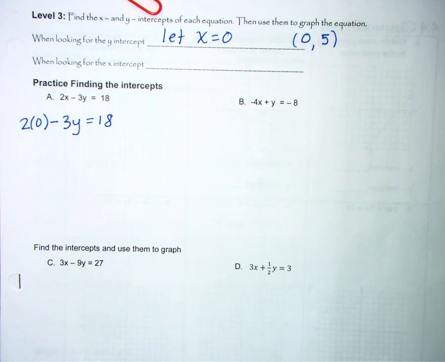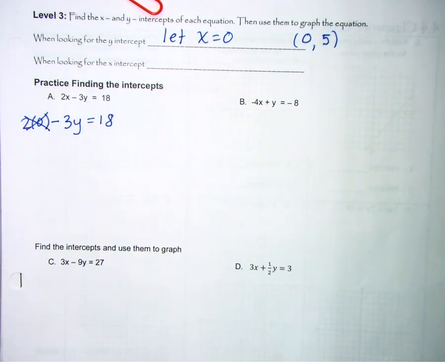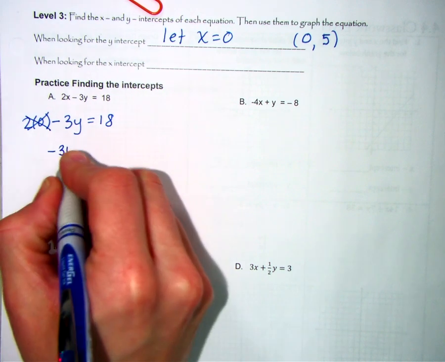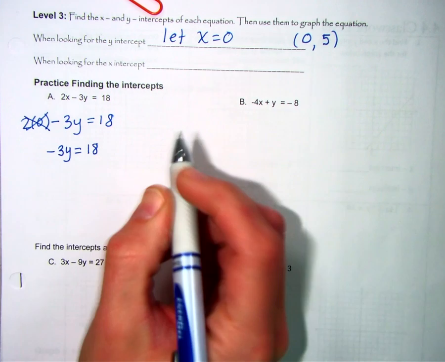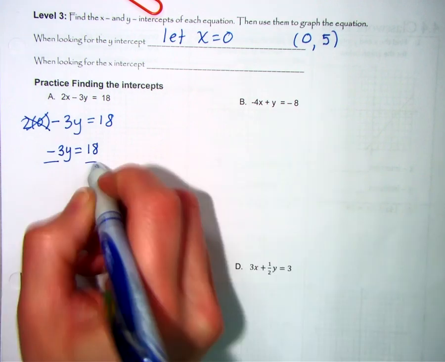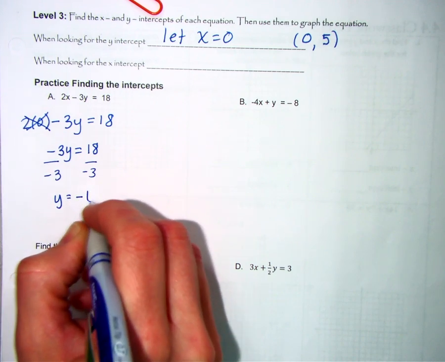So that part right there goes away. Let's go, it's just 0. So now I've got -3y is equal to 18. Divide both sides by -3 so I can actually solve this, and I get my y to be -6.